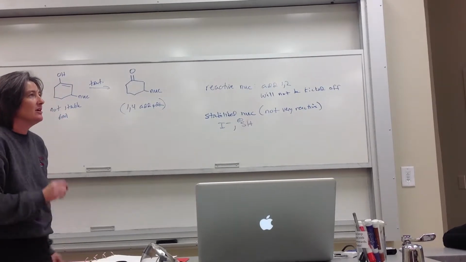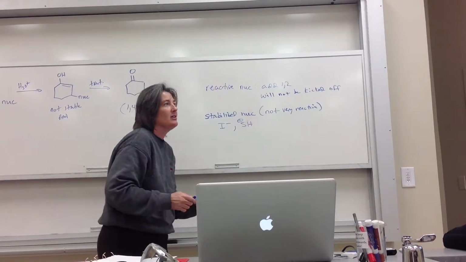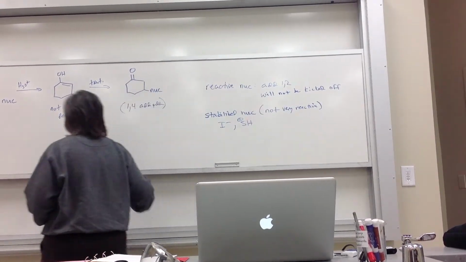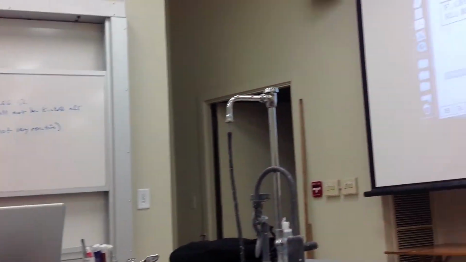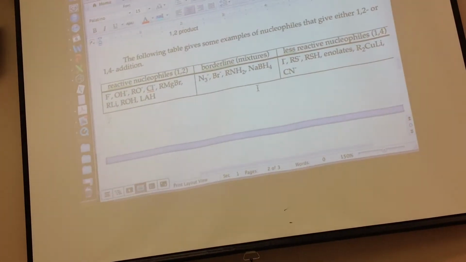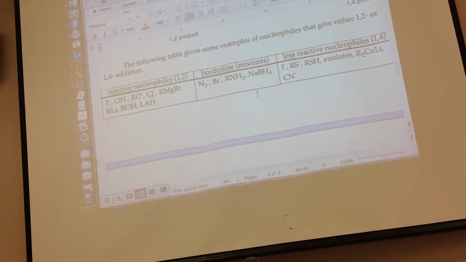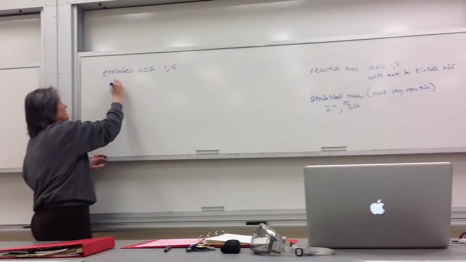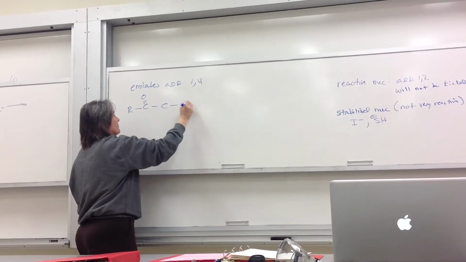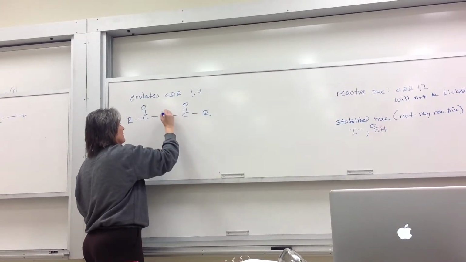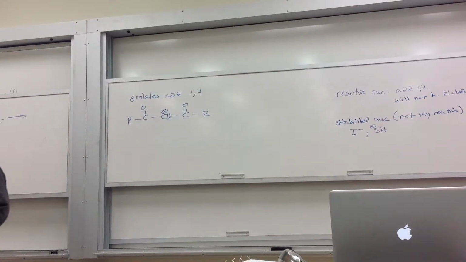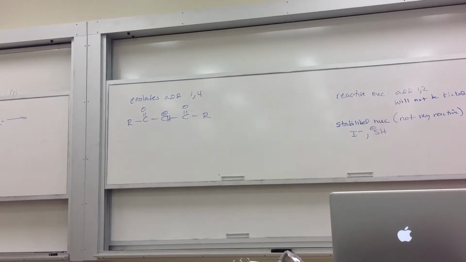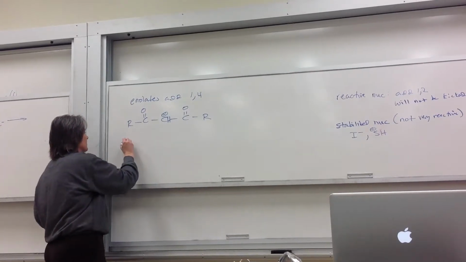So you have I minus, RS minus. Enolates are the ones I want to talk about. And they're kind of a foreshadowing of what's going to be coming up in Unit 4. These are the big guys for this topic. Enolates will add 1,4. They are things that look like this. They are carbon nucleophiles sandwiched in between typically carbonyl groups. So they can look like this, they can look like this.